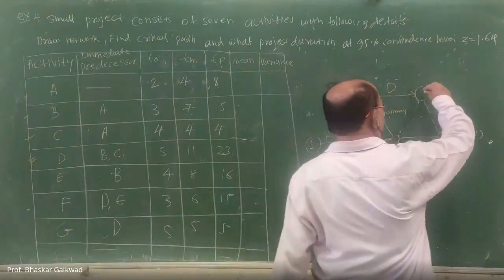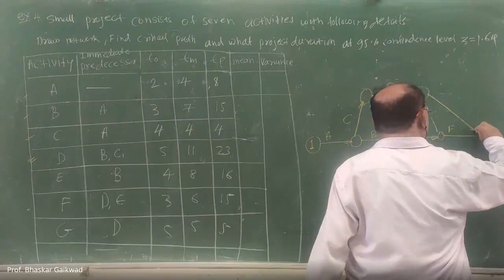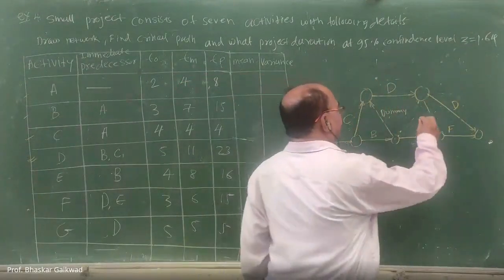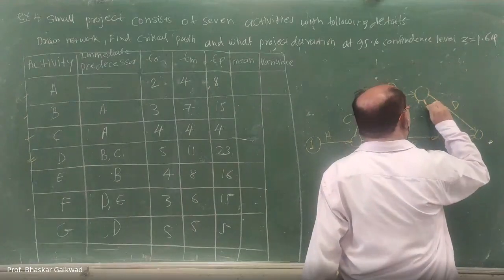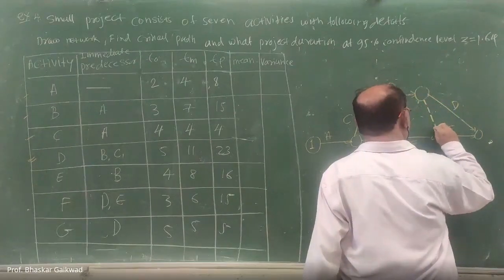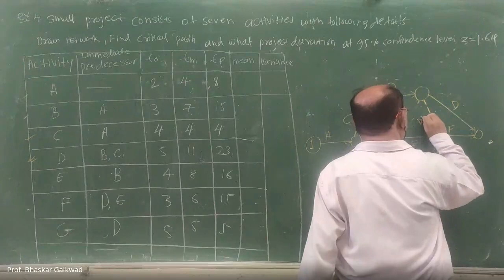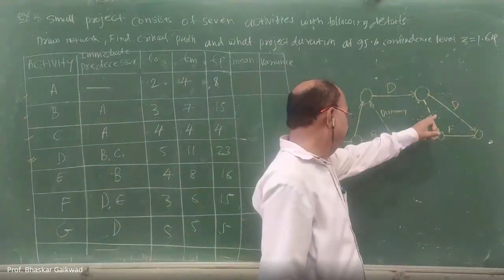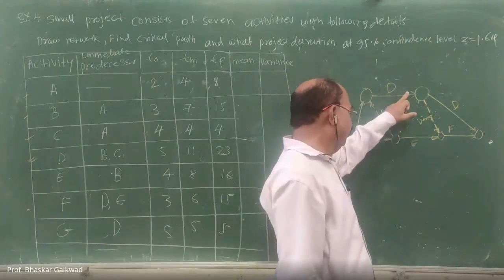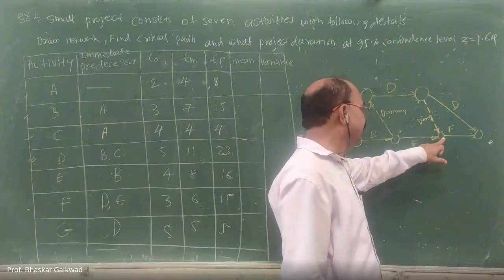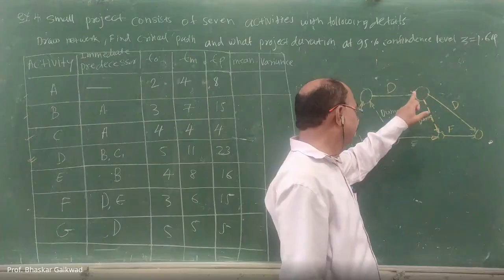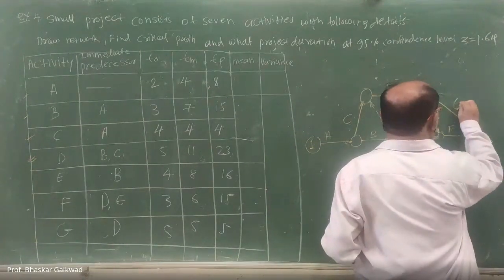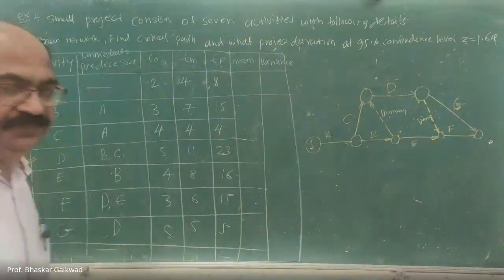So here is the D, and G will start from D. It is like this way. So this is again a dummy activity. Two dummy activities we have used here, this and this, in order to bring D and E together and start F. And after D, this will start G. There is the G. Clear?